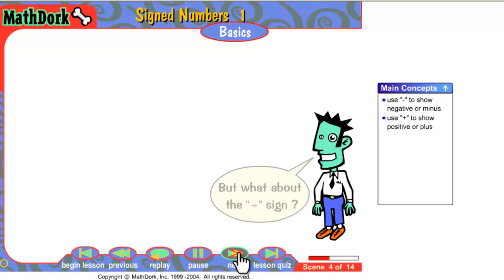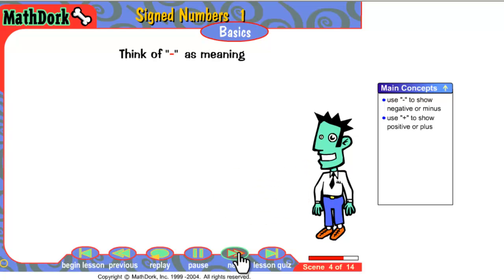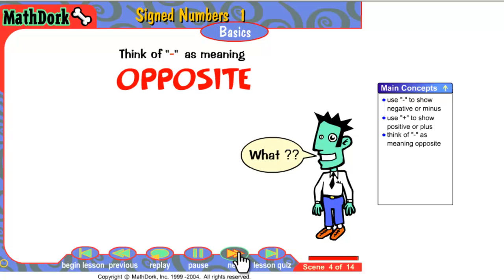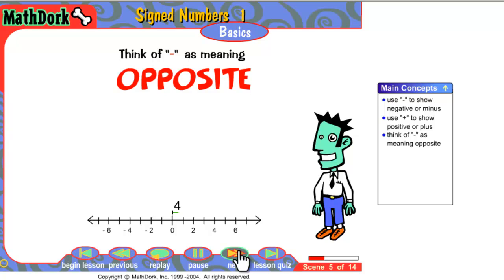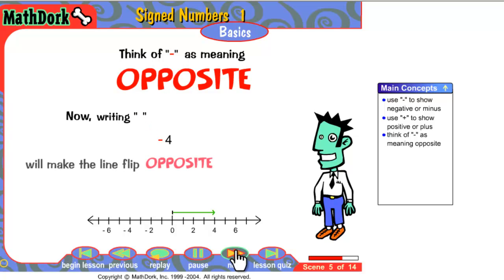But what about the negative sign? Think of negative as meaning opposite. What? Take 4 for example. 4 on the number line we put as 4 units to the right of 0. Now, writing a negative in front of that 4, we can flip around and we go the opposite way, back from 0 to minus 4 or negative 4. We say that negative 4 is the opposite of 4. Again, when the main concepts are summarized here, think of negative as meaning opposite.